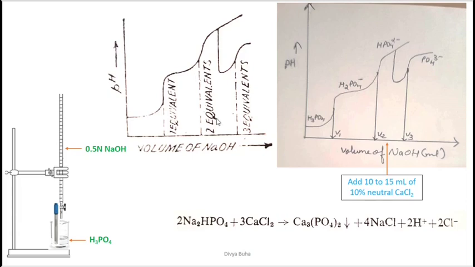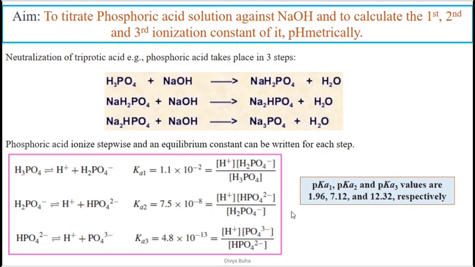After the second equivalence point, the pH would be mildly alkaline, but when you keep on adding the NaOH solution, the pH would turn highly alkaline, right? And you won't be able to see the proper pH break and you won't be able to find the third equivalence point. One of the reasons is that when the ionization constant is less than 10 raised to minus 9, it is difficult to observe the proper pH break in the titration curve.